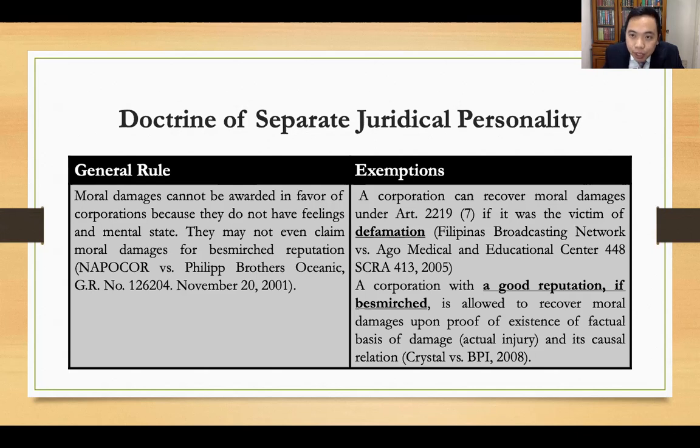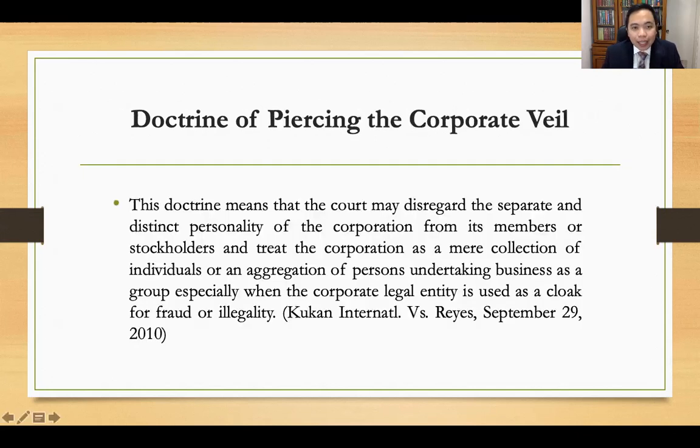Kasi class, ang mga corporation, meron din siyang reputation or goodwill. Di ba class, for example, pag sinabing Jollibee, o pag sinabing SM, di ba, meron siyang goodwill. Ibig sabihin, meron siyang some form of being known in the community or a certain reputation, no? So because there is a certain reputation, the corporation can file a complaint for the libel or defamation, and ask for moral damages.